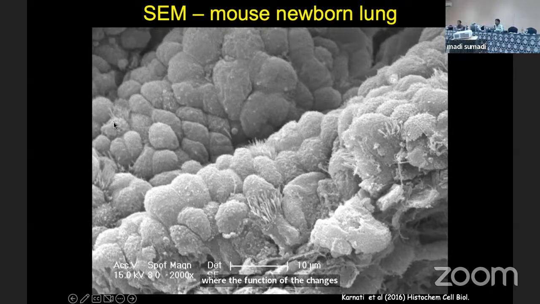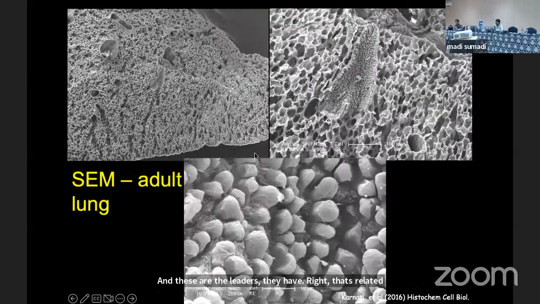And we'll see the newborn mouse lung, we see the terminal bronchioles, very small, and you see also very beautiful. What are these structures? So these are the club cells, and these are the ciliated cells. They have a cilium, right? That's the ciliated cell, you know. So this is the way that it looks like here.